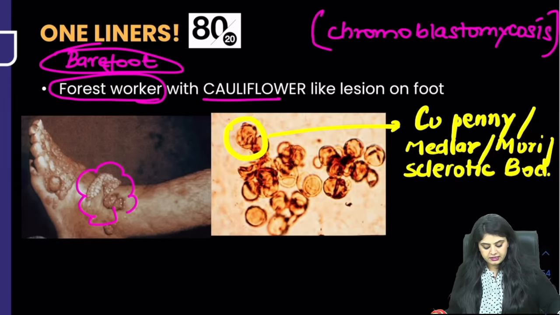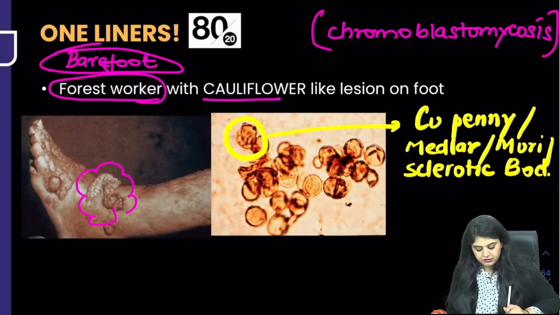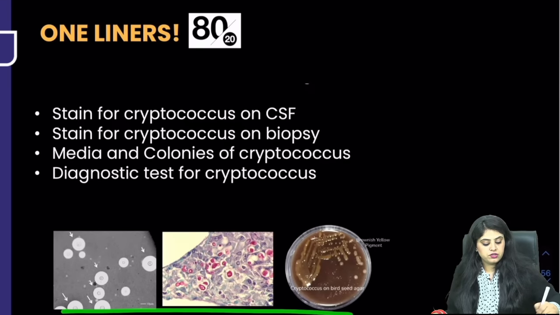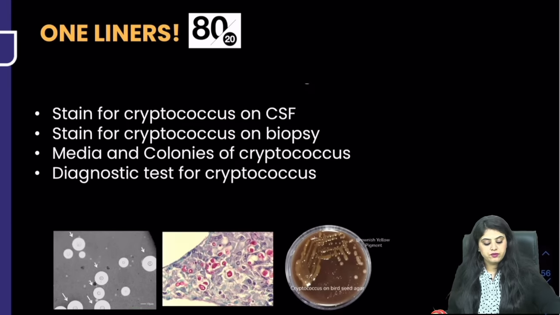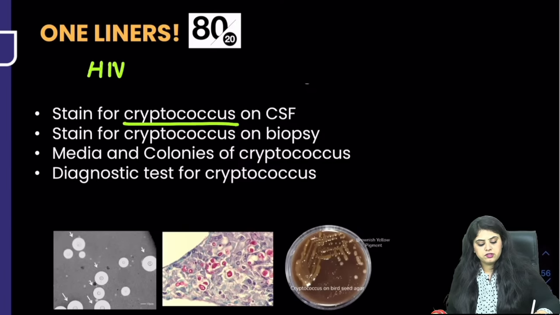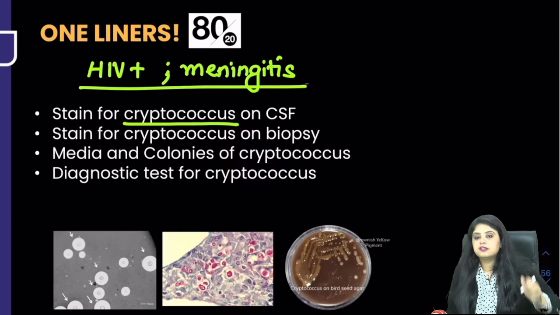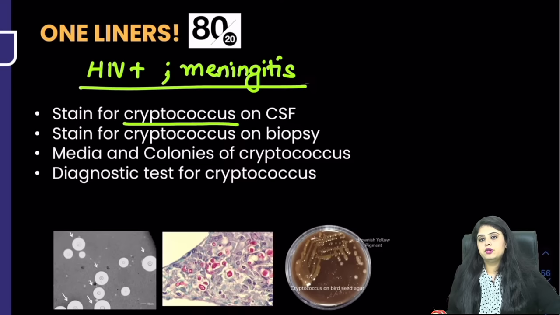So now finally these are done. I'm taking you to a whole set of things in front of you. You have three pictures, you have a lot of one-liners, you know which organism I'm talking about. As soon as I say cryptococcus, you know I'm dealing with an HIV positive patient or there will be a history of meningitis. HIV positive patient with meningitis, I will think of cryptococcal meningitis. It is a case of cryptococcal meningitis.